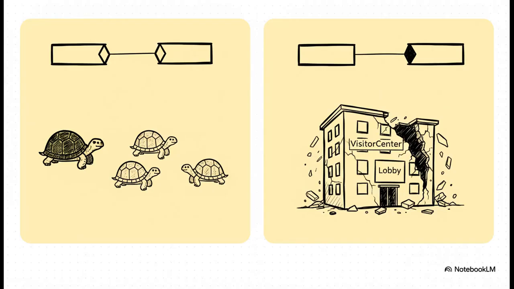Okay, next up, let's clear up the difference between two ideas that sound similar but are very different: aggregation and composition. Aggregation is a has-a relationship. A tortoise has a place in a group of tortoises. But if that group breaks up, the tortoise is still around, right? It can exist on its own. Composition, on the other hand, is a much stronger owns-a relationship. A visitor center owns a lobby. If you tear down the visitor center, the lobby is gone too. The part cannot exist without the whole.